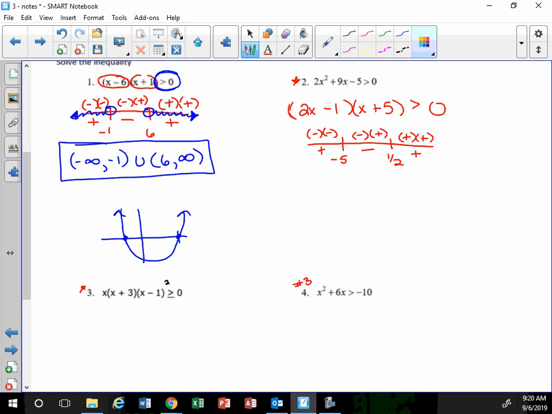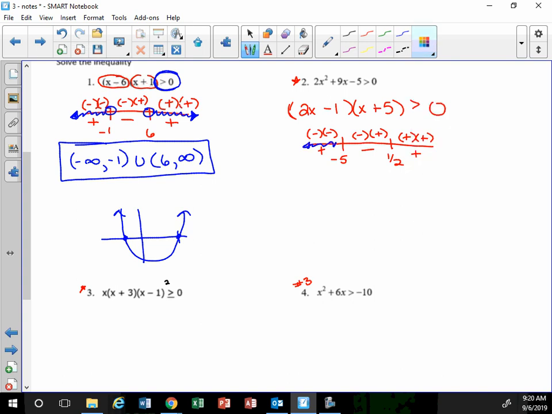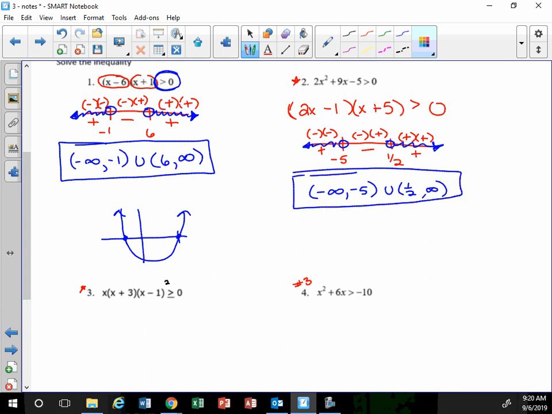This one, then, we need to write our answer. I know some of you still looked at it saying less than or equal to on your original problem. I'm looking for greater than 0 now, though, so I want the positive parts. Positive. And am I including -5 and 1? So your answer is -∞ to -5. Okay? Where are we with that one?